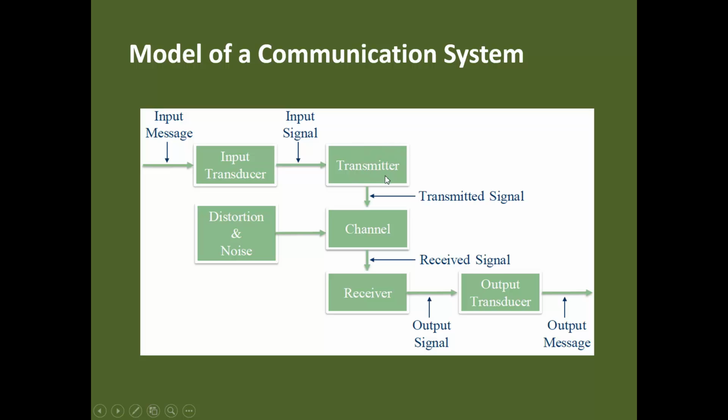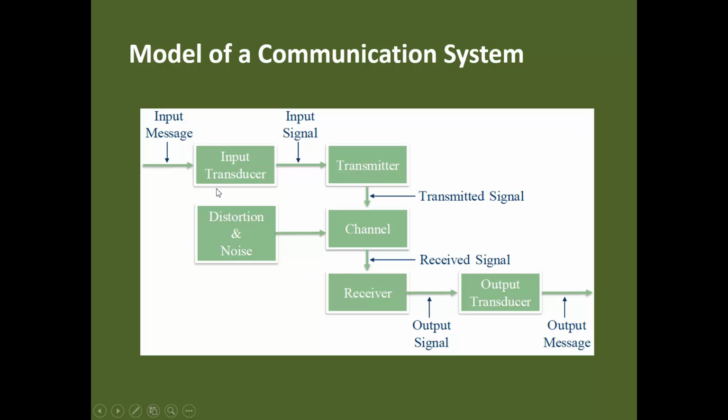So the transmitter, this is a very general block diagram. I'm at the very superficial level of a communication system. The transmitter transmits the signal, which we call the transmitted signal. The signal passes through the channel. It may be any type of channel, maybe a wireless or a wired channel. Then the signal is received at the receiver, right? And from the receiver, the signal is fed to an output transducer.